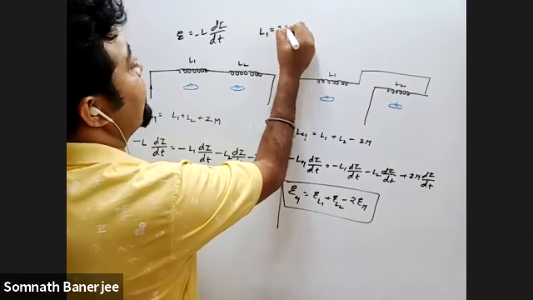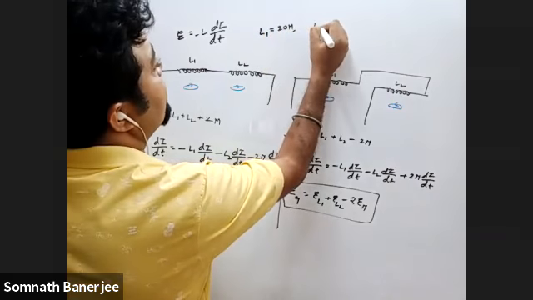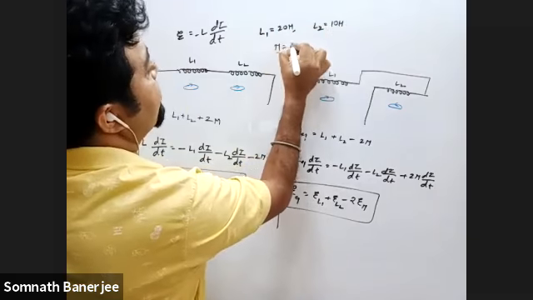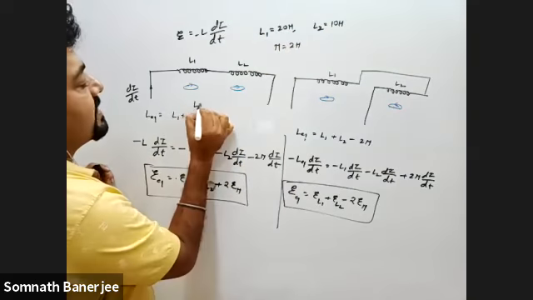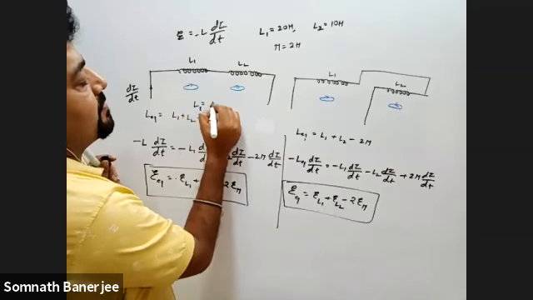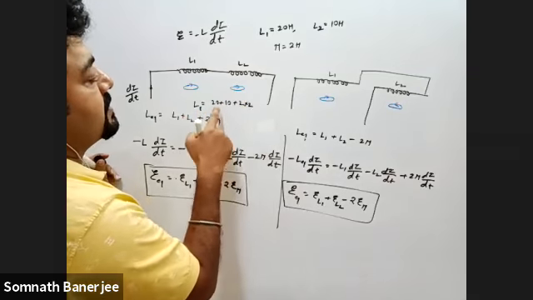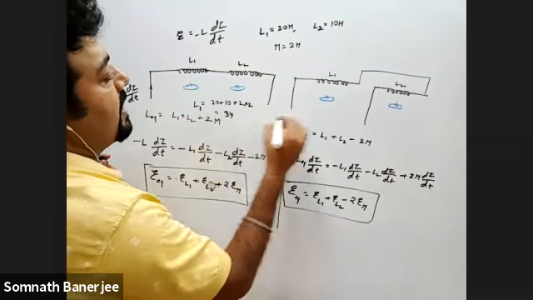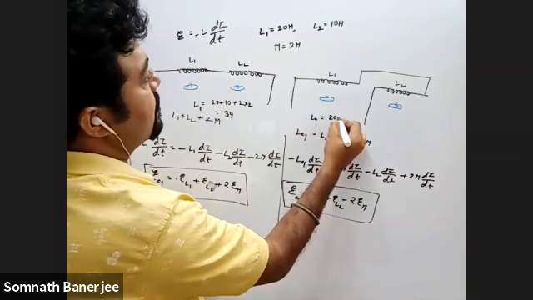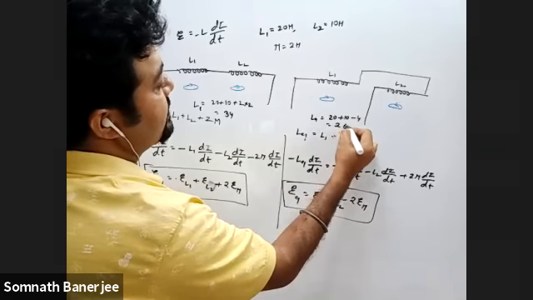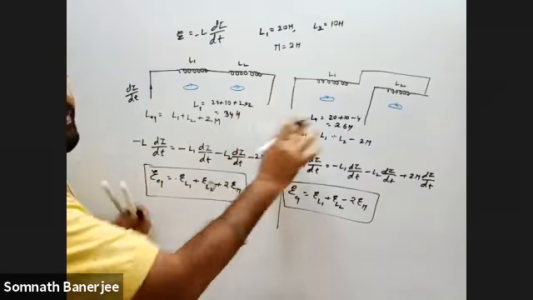Suppose L1 is 20 Henry, L2 is 10 Henry, and M is 2 Henry. So in that case, what happens? The total equivalent is how much? 20 plus 10 plus 2 into 2, that is 34. And here L equivalent is 20 plus 10 minus 4, that is 26 Henry. So you understand the difference between these two.